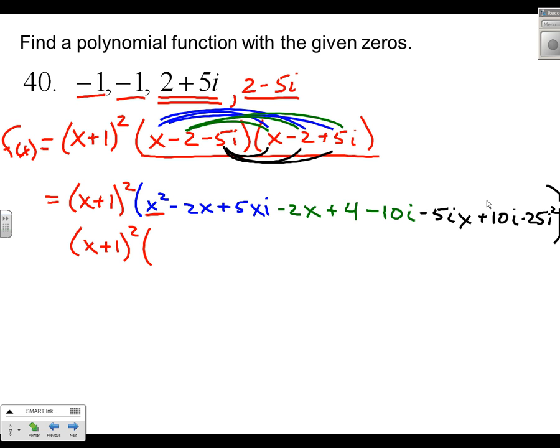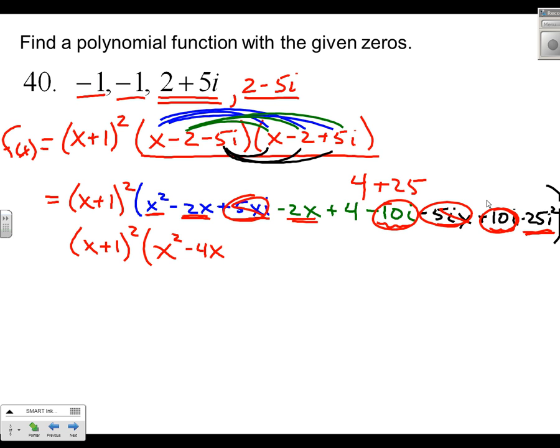I see x squared. That's all I've got for x squareds. How about minus 2x? I've got minus 2 more x's, minus 4x. How about plus 5x's? Minus 5x's cancels. That's the conjugate goodness. How about, I'm going to jump over to minus 10i. Plus 10i, good. What am I left with then? I have this 4 and this minus 25i squared, but that's minus 25 times negative 1, plus 25. And we get plus 29.